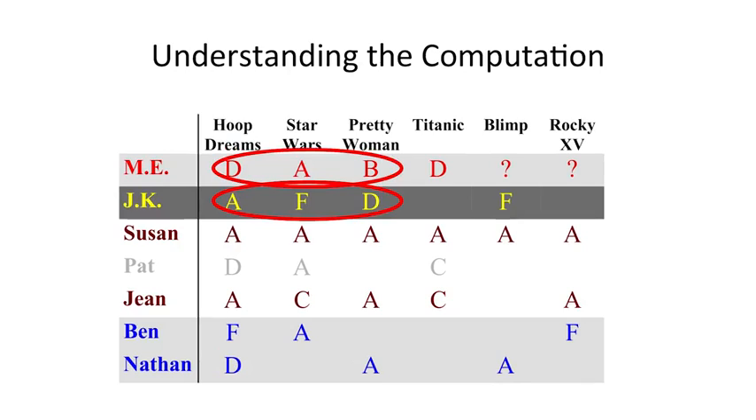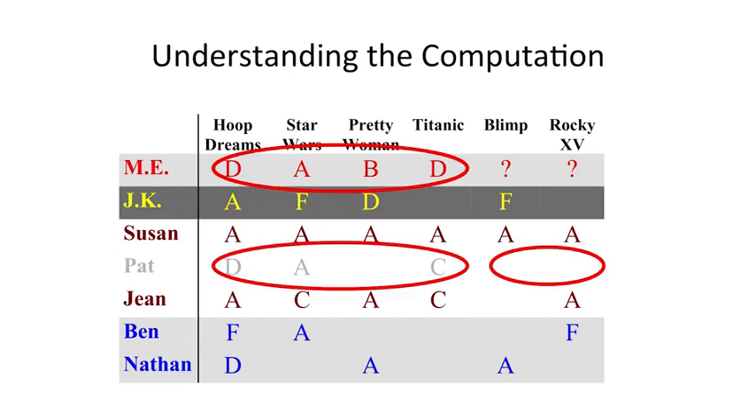We find out that Joe and I disagree quite strongly, but we also disagree fairly consistently. Maybe I might like something that he doesn't like. So then Pat and I agree, but Pat hasn't seen either Rocky 15 or Blimp. So even though we agree, his opinions aren't that useful for figuring out what I should watch next.